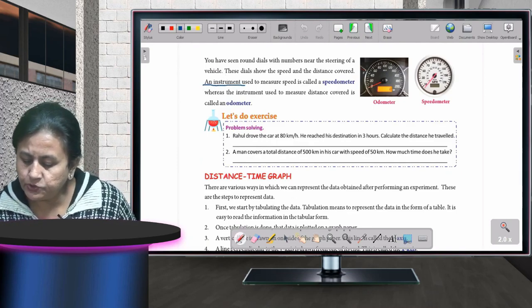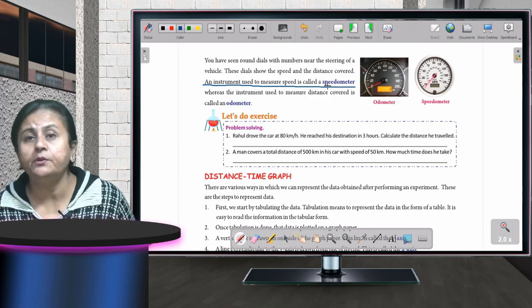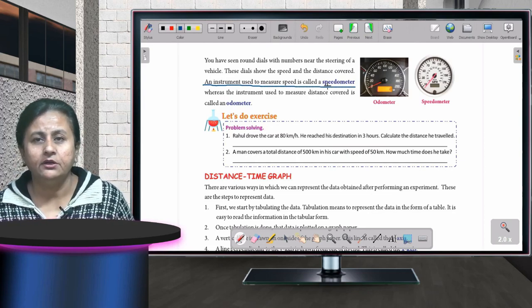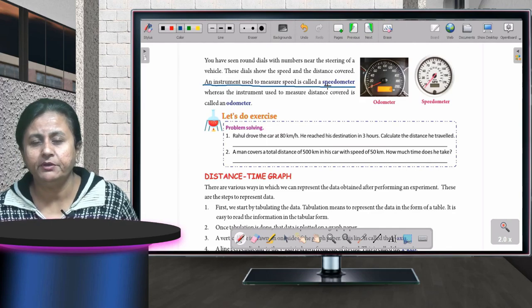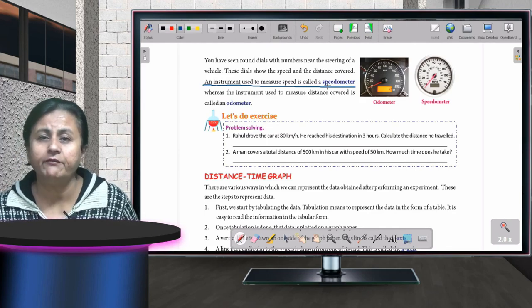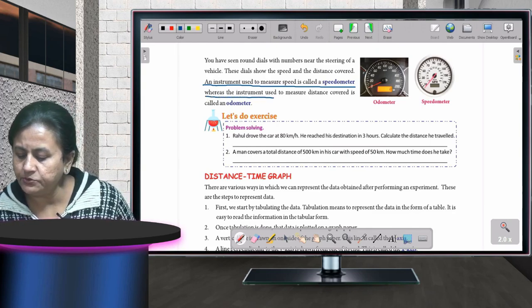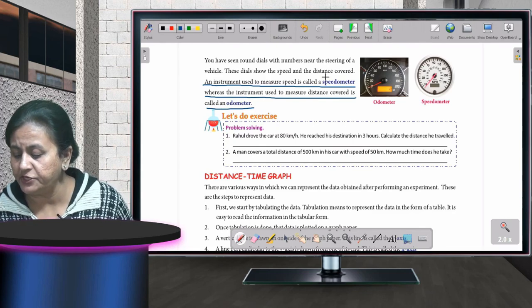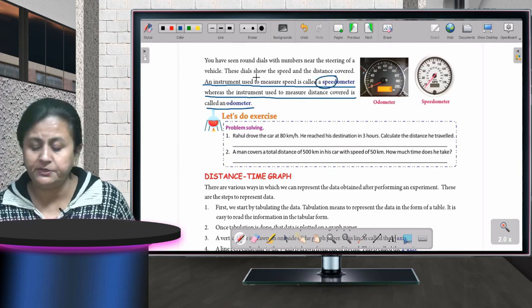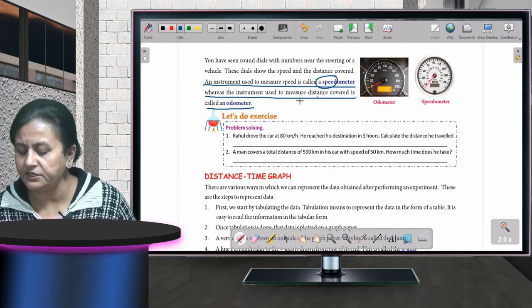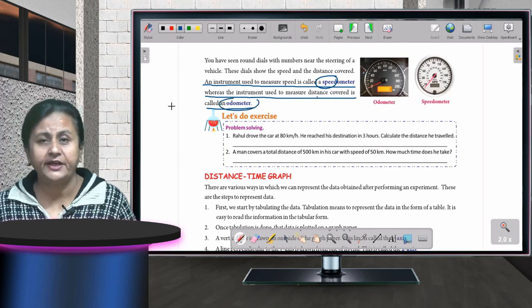An instrument used to measure speed is called a speedometer. All the vehicles have a speedometer, because we need to know at what speed these vehicles are running. Whereas the instrument used to measure distance is called an odometer. In case we are measuring the speed, it has to be a speedometer, and in case we are measuring the distance, it is an odometer. Fine, children?